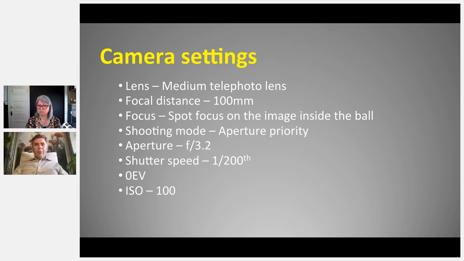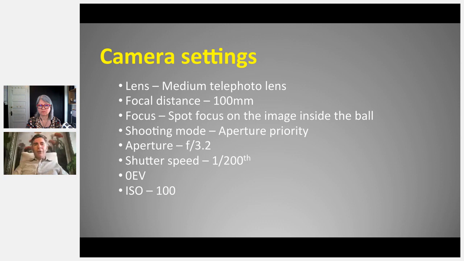The shooting mode, this is probably up to your discretion. I would tend to suggest using aperture priority because I feel like one of the important settings for Lensball photography is to be able to control the aperture, which in turn controls the blurred out nature of the background. So you can use aperture priority, but if you wish, obviously, use manual if that's your thing.